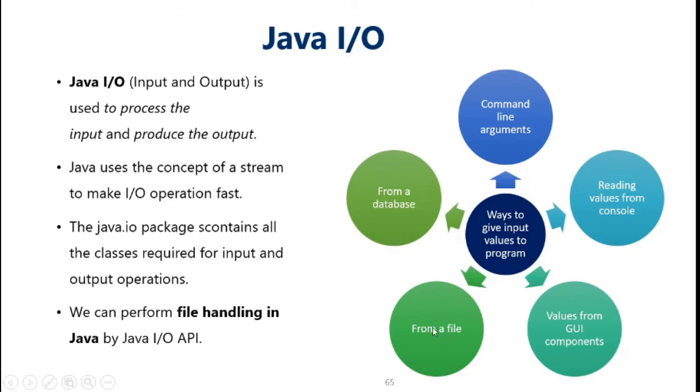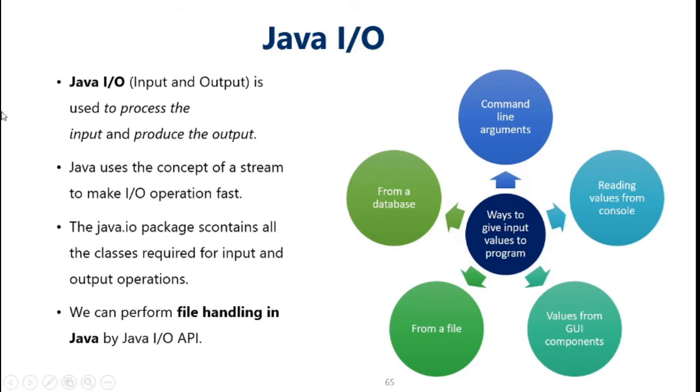So these are the different ways of giving input values to the program. Java input output is used to process the input and produce the output. So Java input is taken using these ways, and there is a concept of stream to make IO operations fast.